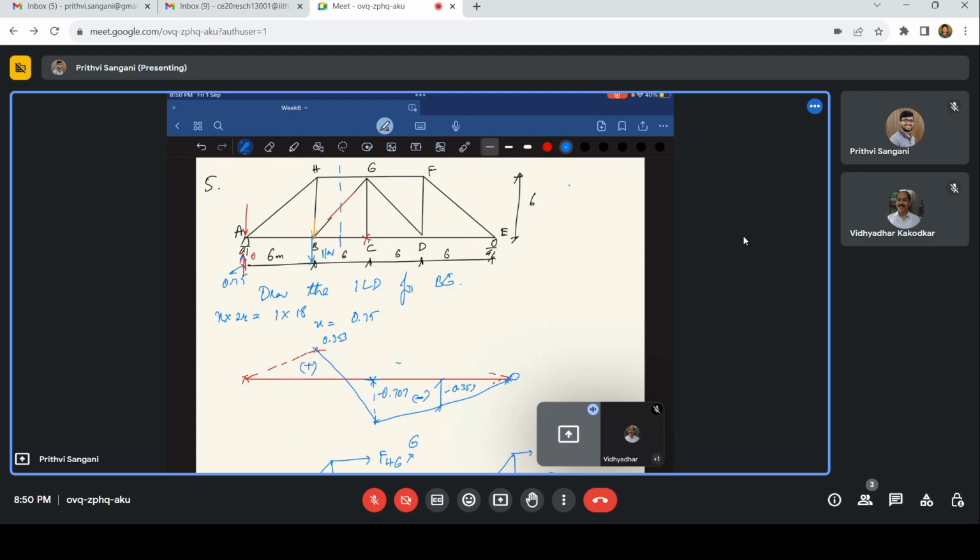Once we know the intensity of the live loads, you need to just place them in that position, and you just need to multiply with that ordinate to find out the maximum forces in it. So I hope this question is clear, I think.